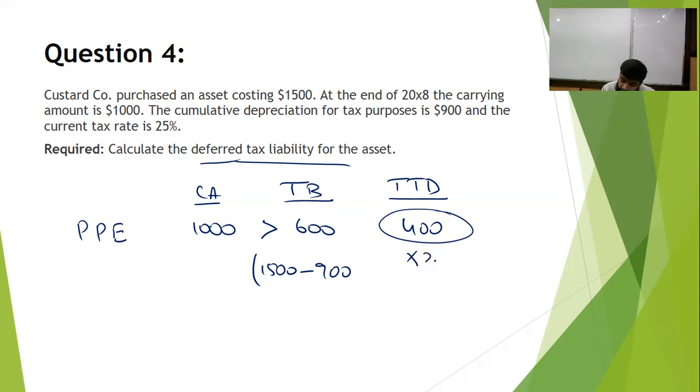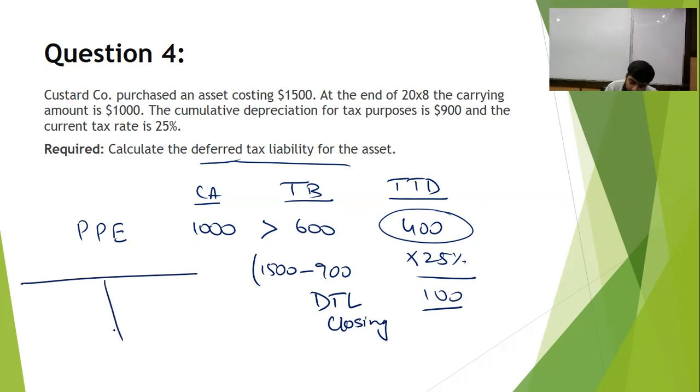The percentage of tax is 25%. So we apply the percentage to 400, and this will make 100, and this is the deferred tax liability. And again, I repeat, this is the deferred tax liability closing balance. So far, we don't have any opening balance, and we have a closing balance of 100.